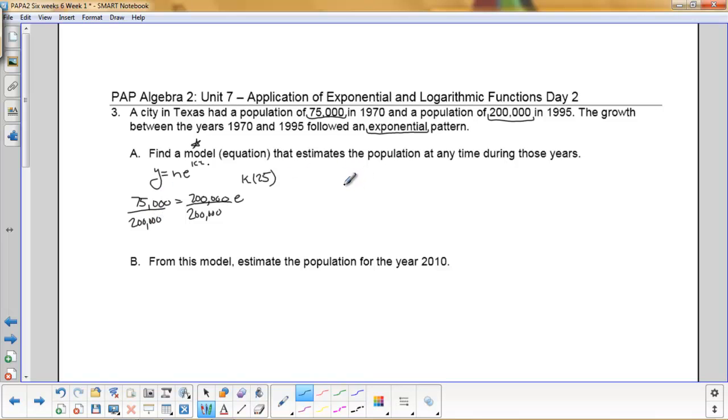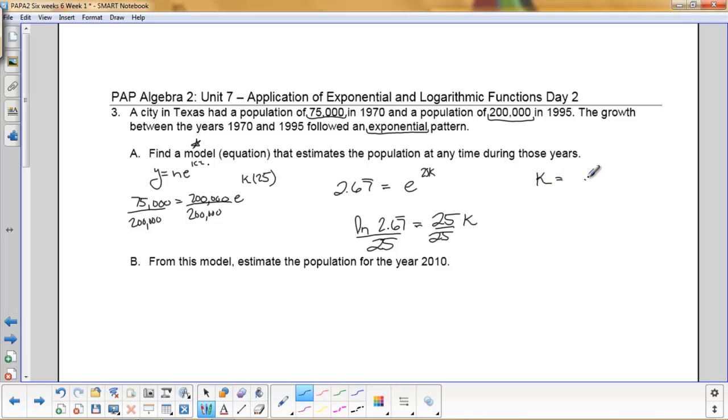I get 2.67, repeating, actually that's not estimated, that'd be exact, equals e raised to the 25k power. Now because this is e, we're going to use natural logs, so that's going to be the natural log of 2.67 equals 25k. Dividing both sides by 25 gives you your resulting formula.